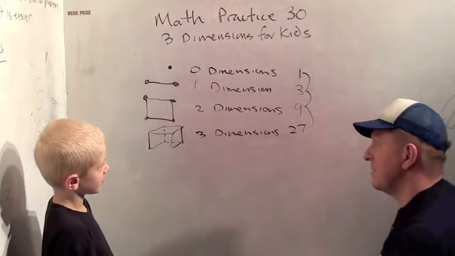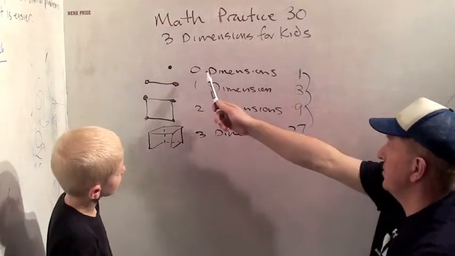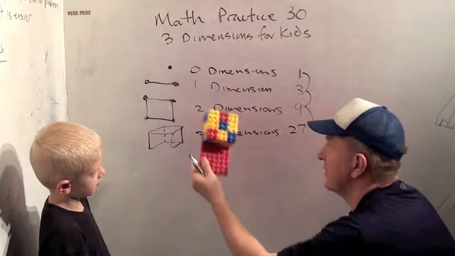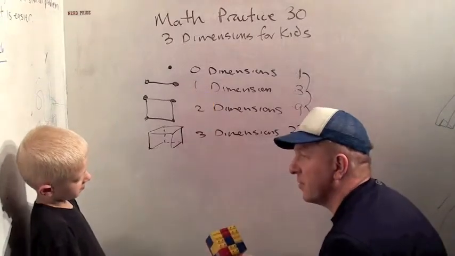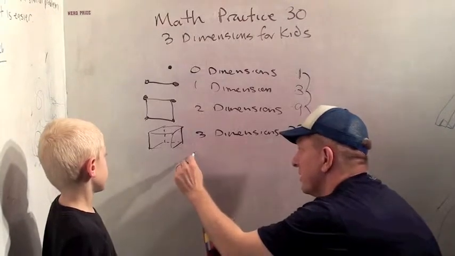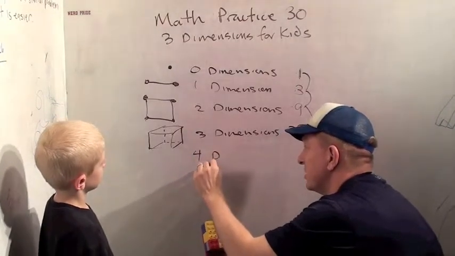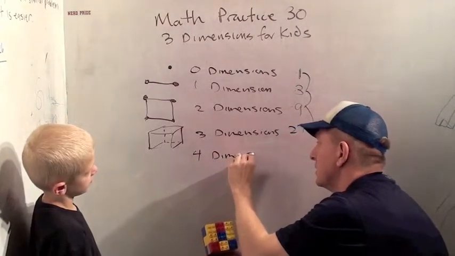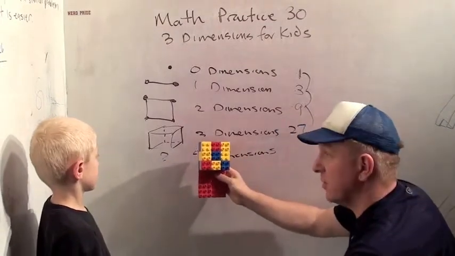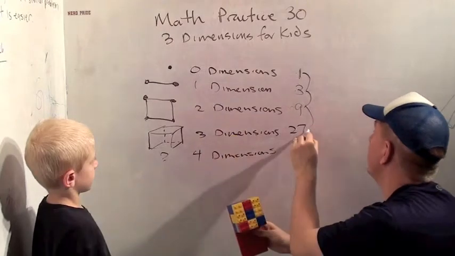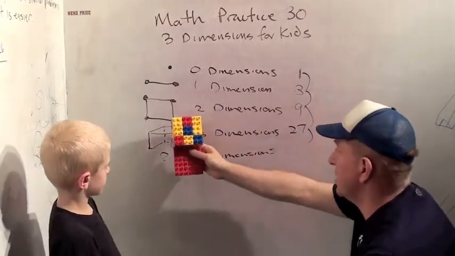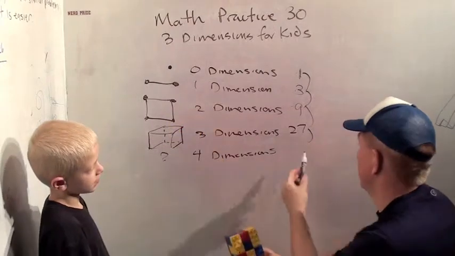27. Oh, that's interesting. So that's 0, 1, 2, and 3 dimensions with our Duplo blocks. Do you think there'd be something called a fourth dimension? I think so. Whoa, I wonder what that would look like. 4 dimensions. Question mark. I don't know. I'm not sure what it would look like. But what if we kept multiplying by 3? I wonder how many Duplo blocks it would take to make a 4-dimensional object.